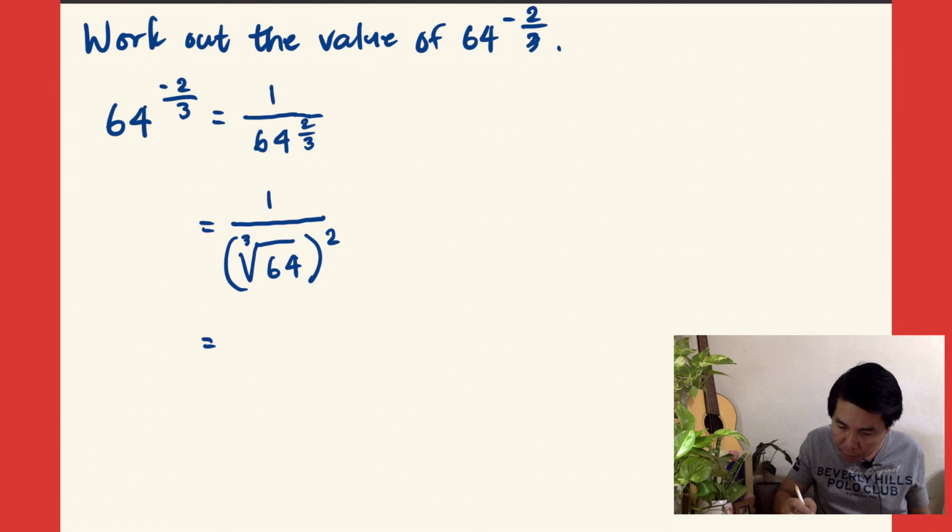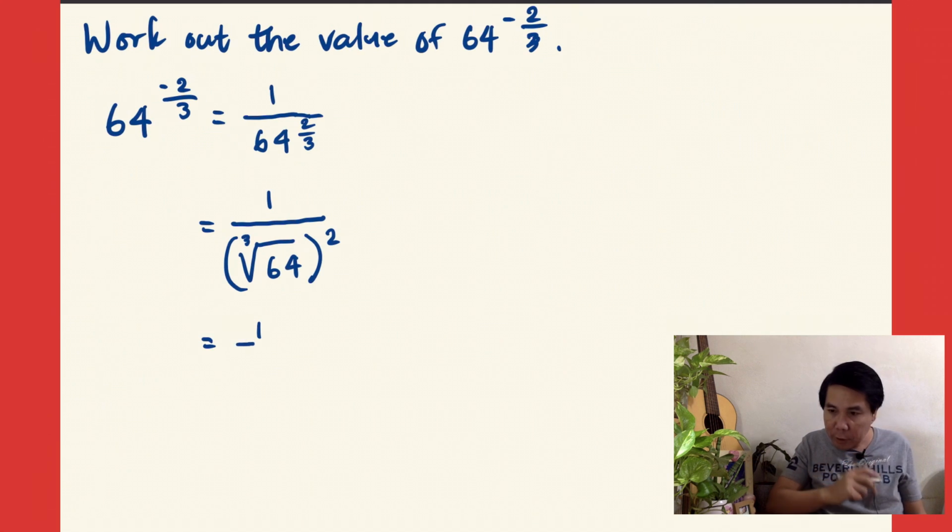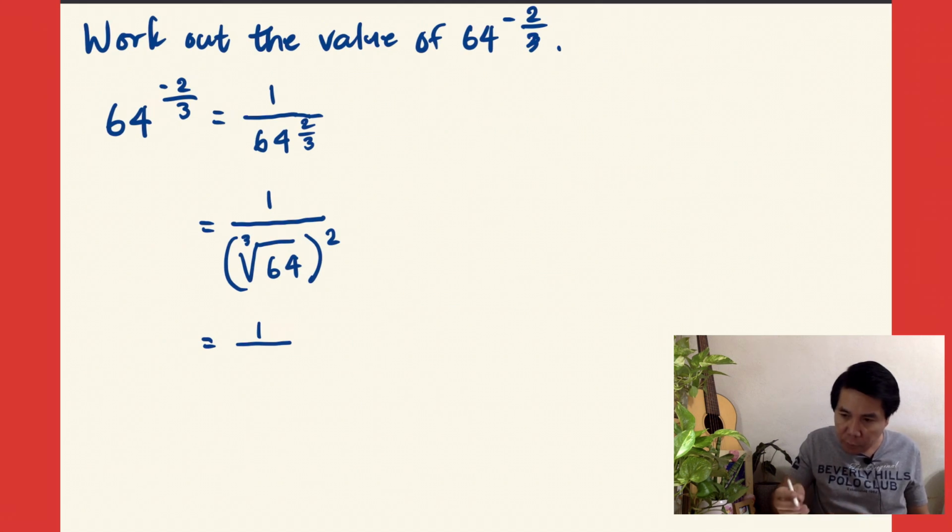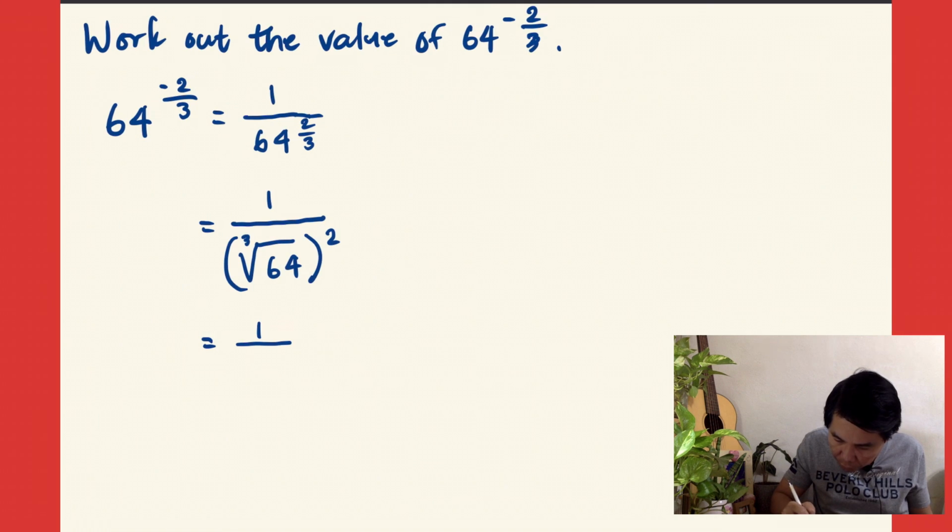Then we have 1 over, the cube root of 64 is 4. So 4 times 4 is 16, 16 times 4 is 64. So we have 4 and then square it. So the answer is 1 over 4 times 4, which is 16.